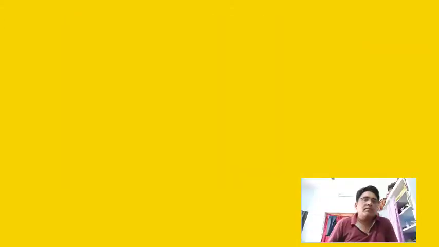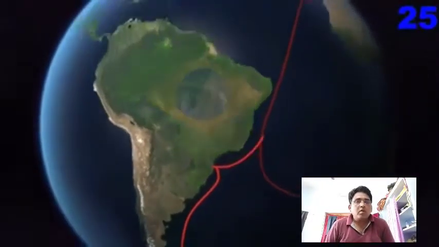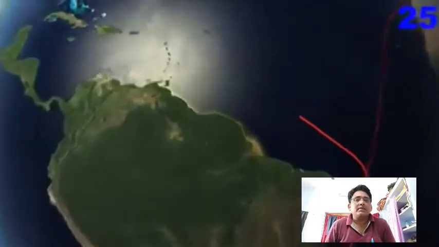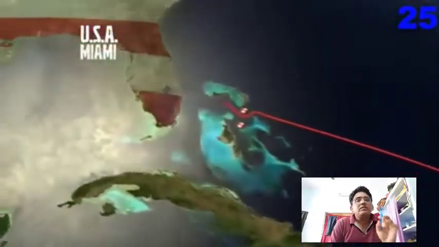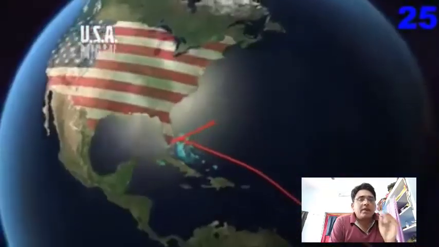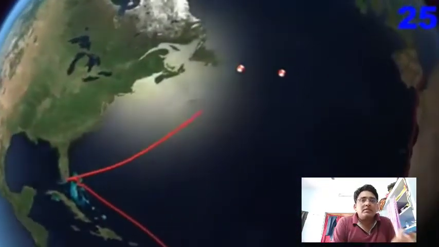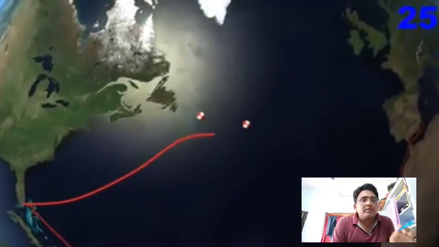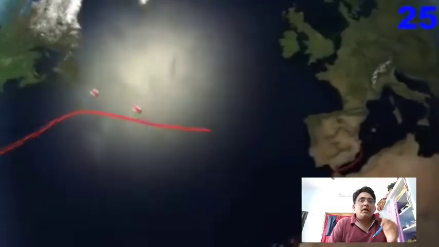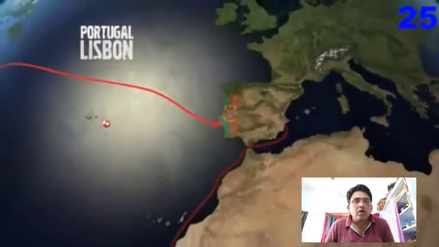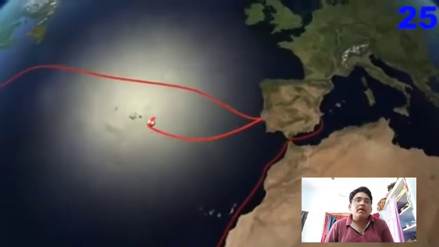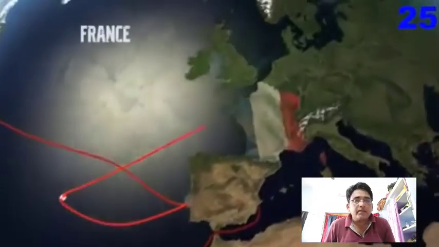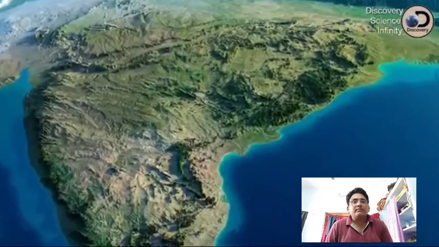India location. What is location? Location is nothing but address. On Earth, everything has its own location. Example, your house has its location. Your village has its own location. Our school has its own location. In the same way, everything on Earth has its own location.